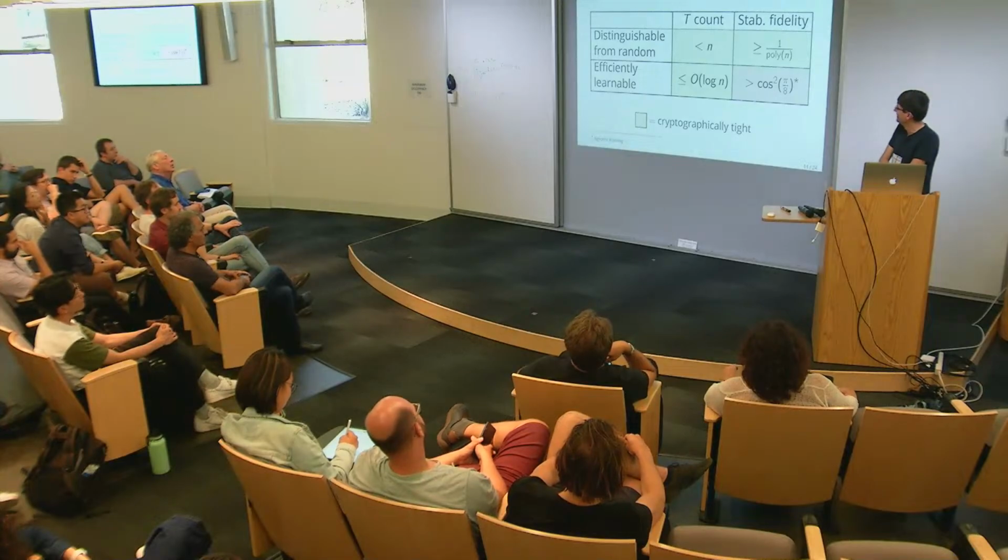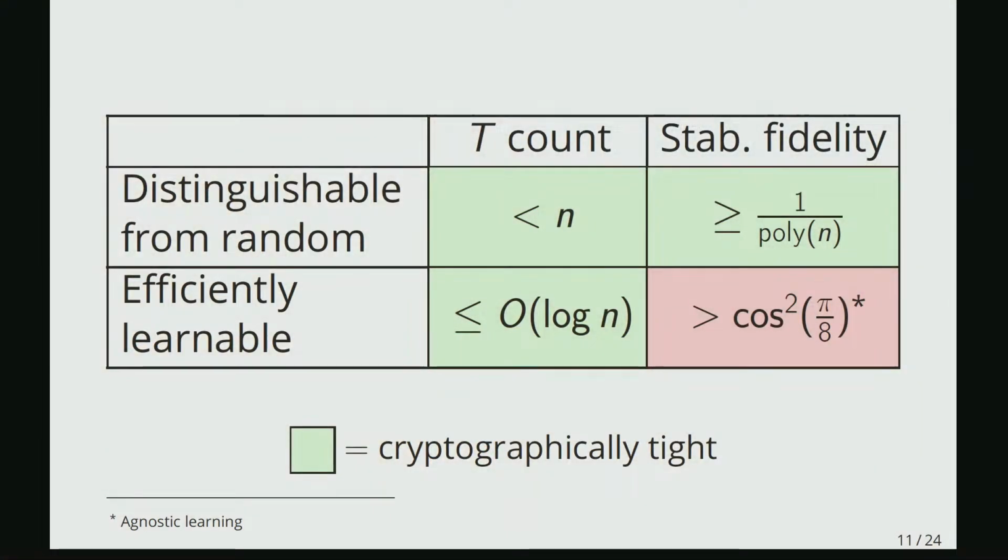So we have two kinds of results in this paper. One is the weak learning that I talked about, which is just distinguishing from random, and the other is full efficient learning. And we study both of these tasks with regard to two measures of non-stabilizerness. One is the T count, and one is the stabilizer fidelity. We have new non-trivial algorithms in all 4 of these boxes. And in 3 of these boxes, we can show that under plausible cryptographic assumptions, our results are basically tight up to polynomial factors.